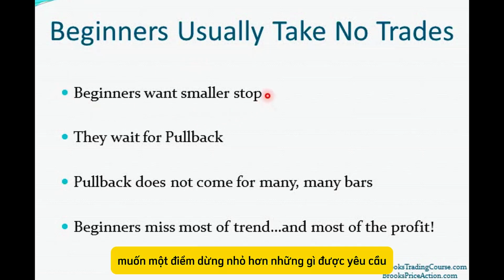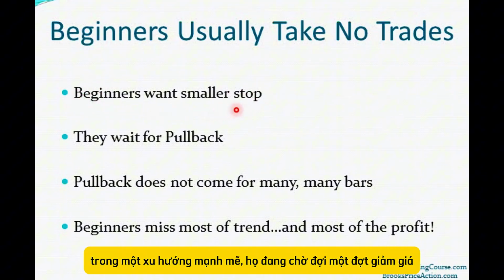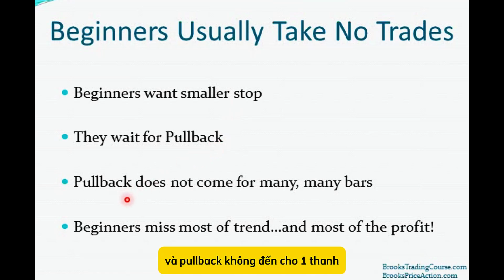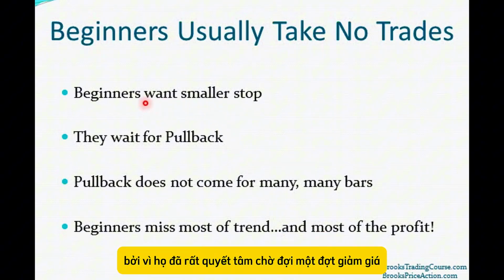Beginners are always wanting a smaller stop than what is required in a strong trend. They're waiting for a pullback, and the pullback doesn't come for 1 bar, 2 bars, 5 bars, 10 bars. And the trend just keeps going on and on. And before beginners realize it, they've missed most of the trend and most of the profit because they were so determined to wait for a pullback where they could use a tighter stop.